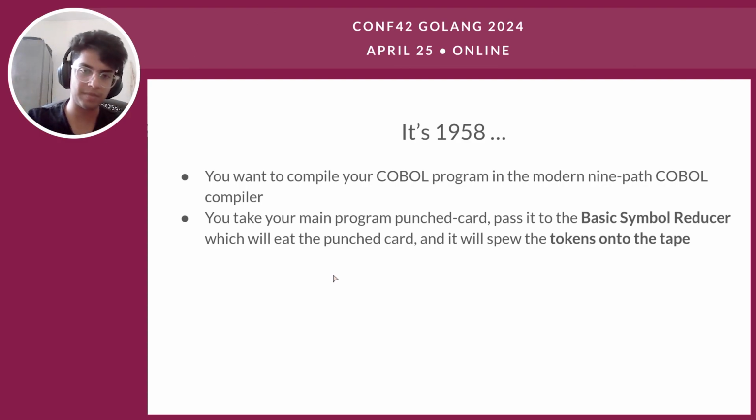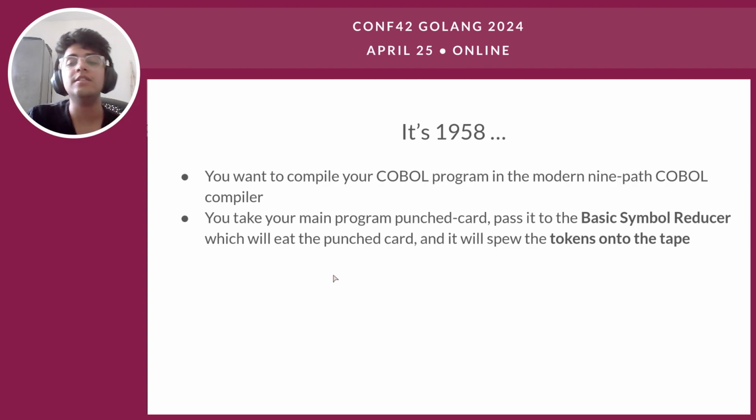If you don't know what a lexer means, that's fine too, because all you need to care about here is that you have two processes, like you had in your binary tree comparison example, that depend on each other for their outputs. In this case, your basic symbol reducer acts like a lexer. Your main program has actual physical punched cards. That's how compilation worked back in 1958. You give this punched card to your basic symbol reducer, or your lexer, which eats this punched card and spews a bunch of tokens. The tokens are the output of your symbol reducer, or your lexer.